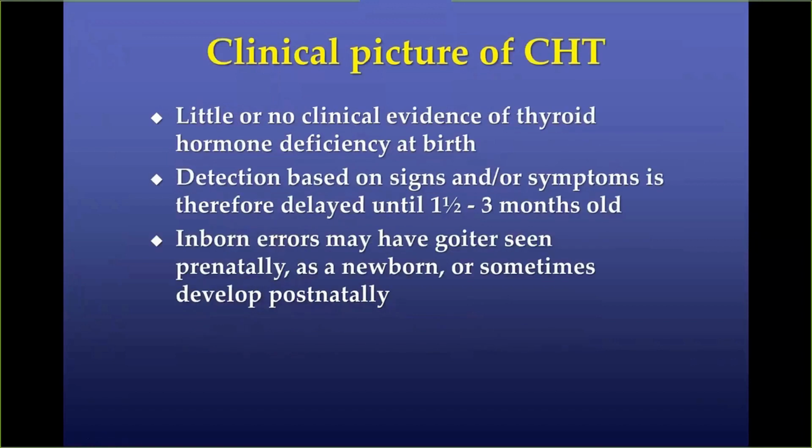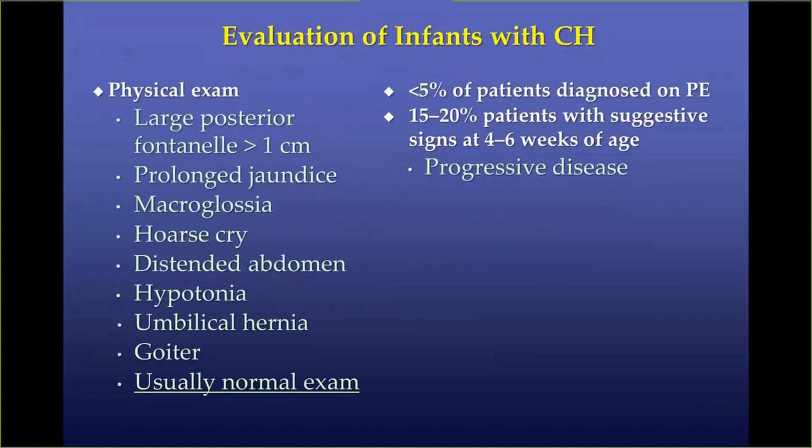The clinical picture of congenital hypothyroidism, as I mentioned earlier: luckily, because we have the newborn screen here, a lot of times we see kids and they will not have any abnormalities on physical exam. A few things that you can see is the goiter, and that could happen even prenatally, or sometimes develop postnatally. But most signs and symptoms of congenital hypothyroidism could happen later on, usually after the first month that we really see them.